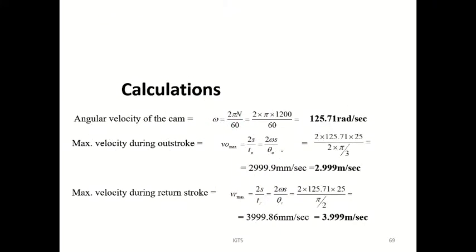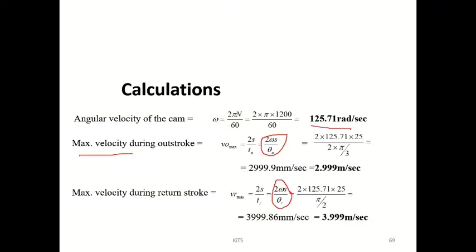Now, calculation part. So here also, for maximum velocity, the formula is 2 omega s by theta. S means displacement, 25 mm. You have to write it as 0.025. Like that you have to write 25 mm. Omega means 2 pi n by 60.